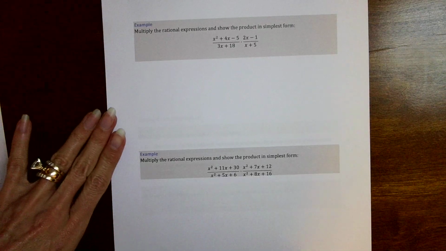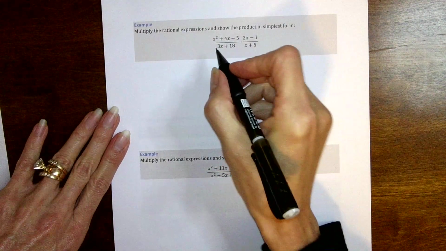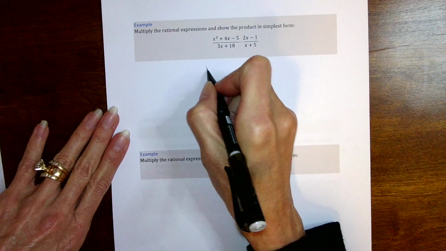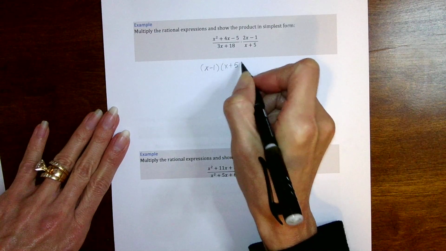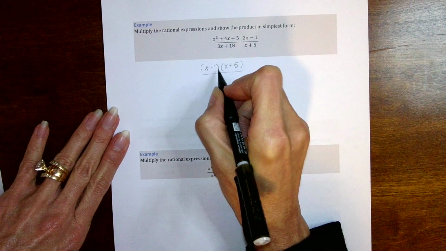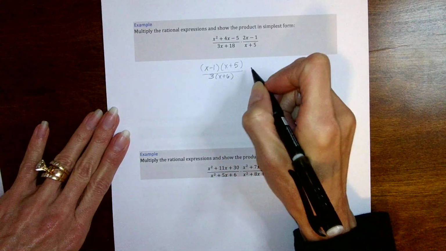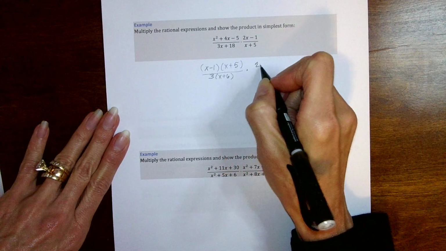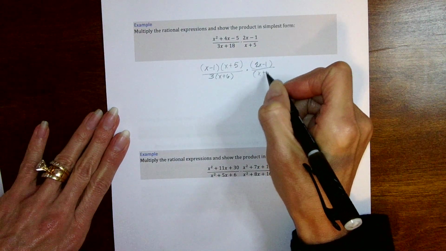So this first one here, we're going to multiply the rational expressions and show the product in its simplest form. So this top one becomes x minus 1, x plus 5. And the bottom is 3x plus 6, times 2x minus 1 over x plus 5.